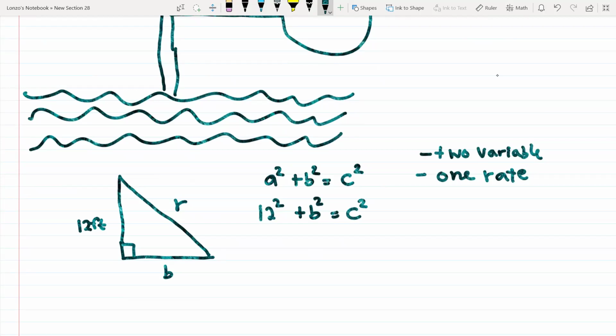So let's just take the derivative implicitly. Let's start with 12 squared. The derivative of a constant is always 0. Plus the derivative of b squared with respect to time would be 2b, and then you have to add the db/dt because we're taking it with respect to time, right? And then, instead of calling this c, we call that r. Yeah, minus 3.